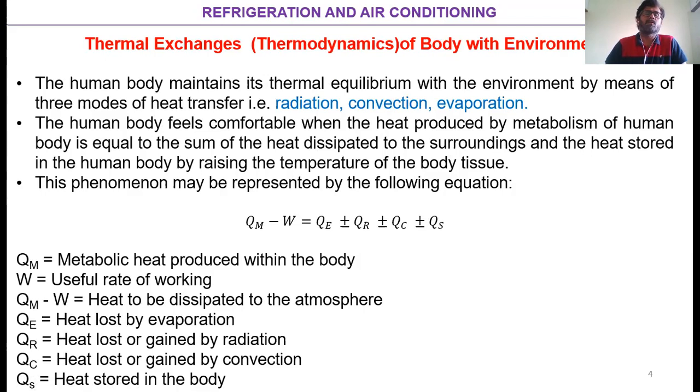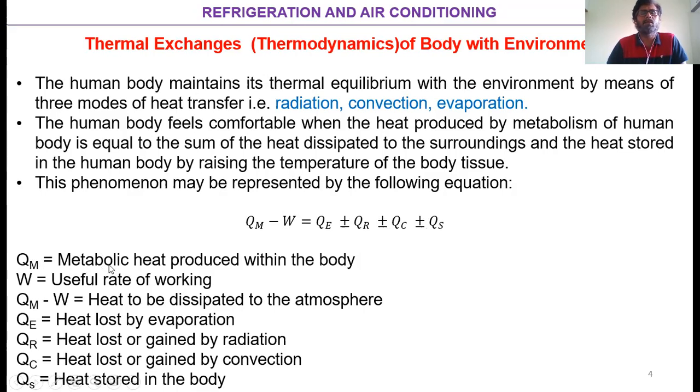Isn't it? So how can these parameters be represented mathematically? The different heat exchanges which are taking place with the surroundings by the human body can be given in terms of a mathematical equation. That equation is Qm minus W equals QE plus or minus QR plus or minus QC plus or minus QS. So let us see what the meaning of these different terms is.